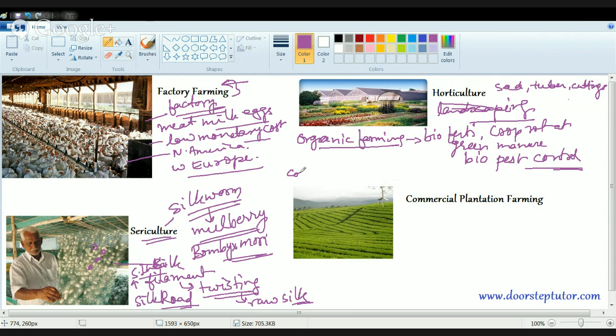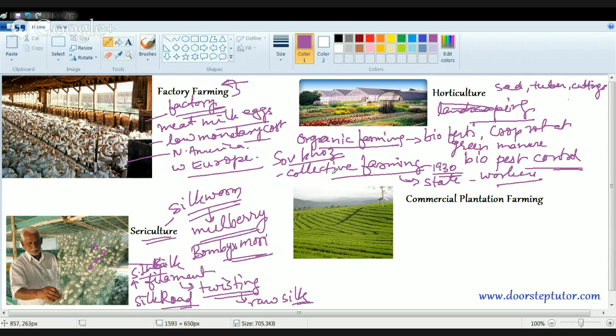The next is collective farming. Collective farming is common in regions of the Soviet Union, former USSR, in the 1930s. The basic aim here is that the farm is jointly owned by a number of persons. In some cases, it is owned and operated by the state, and the workers work on it as employees. They are known by various names. It's known as kolkhoz or collective farm. Then at a state level, they are known as sovkhoz, and then you have very small private plots. So that is collective farming.